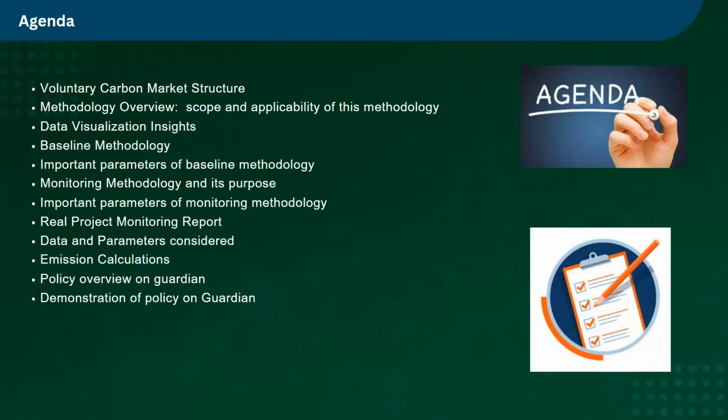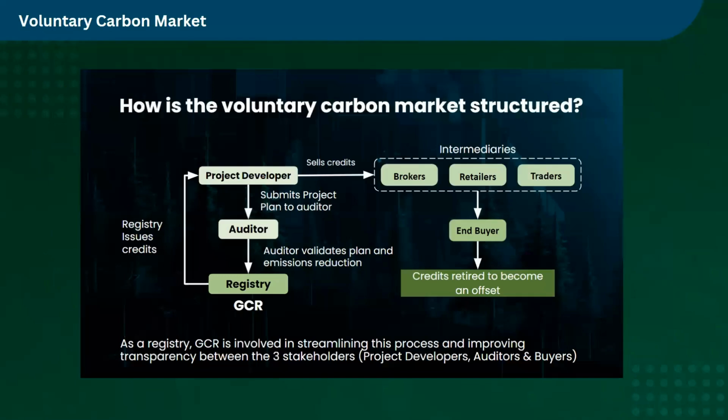So let's deep dive. The first thing I want to cover is how the voluntary market works right now. We have project developers, and we are right now a registry, which means we are going to issue carbon credits. The developer would make use of a methodology to develop a carbon offset project. One of the methodologies we are going to discuss today is the Gold Standard TPDD TEC version 3.1.